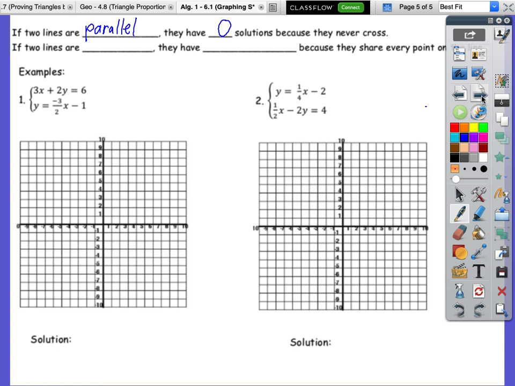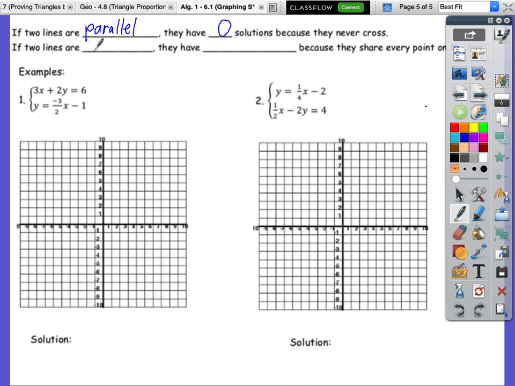So the only way it would be 0 solutions is if they're parallel. And parallel lines, what do they have going on with their slope? What do we know about the slopes of parallel lines? The lines never cross, but the slopes themselves, the numbers, are the exact same. So if they have the same slope, we know there's going to be no solution because it means it's parallel. So that's how we know mathematically: we look at the slopes.